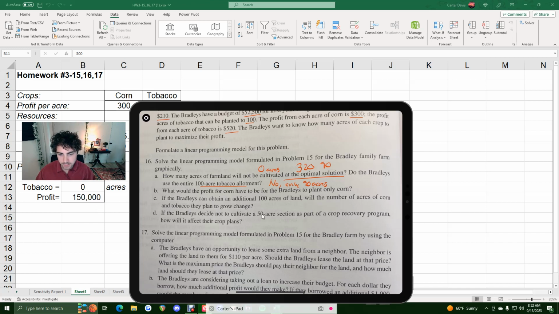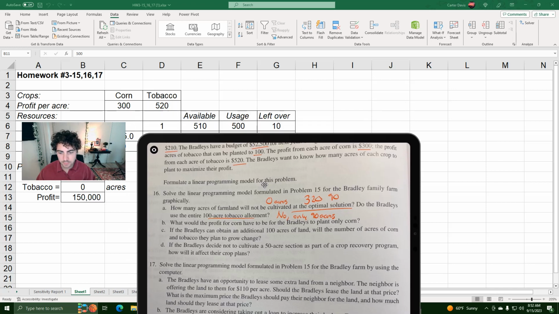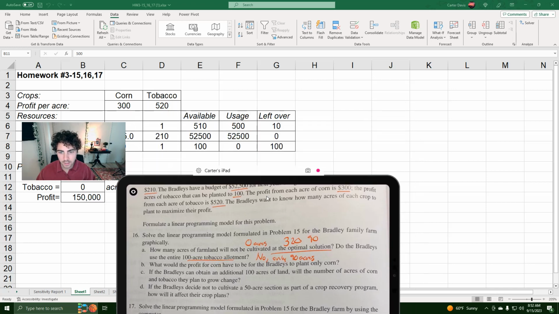If the Bradleys decide to not cultivate a 50-acre section as part of a crop recovery program, how will it affect their crop plans? So decide not to cultivate a 50-acre section as part of a crop recovery program. So I guess that means they subtract the 50. I don't know. I got to pause this. I got to get the answer key so I'm not bluffing here.